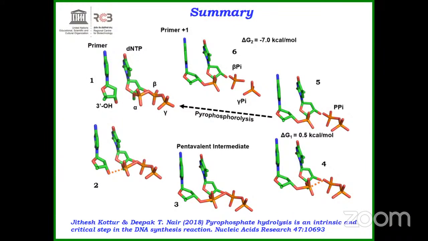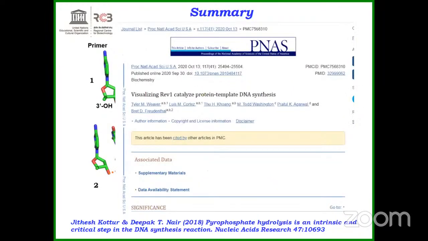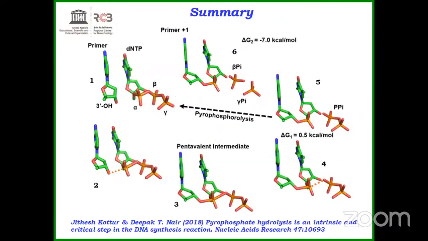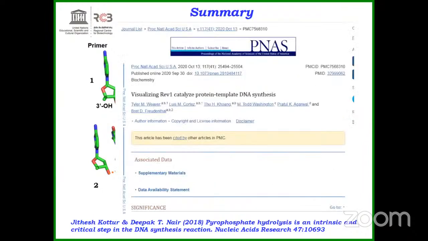So this is one of the important findings from the lab in the case of DNA polymerases. And this paper was published as a breakthrough study in Nucleic Acids Research. And recently another lab working on another polymerase also saw that the pyrophosphate moiety gets hydrolyzed in the DNA polymerase active site. They saw that in the case of Rev1.